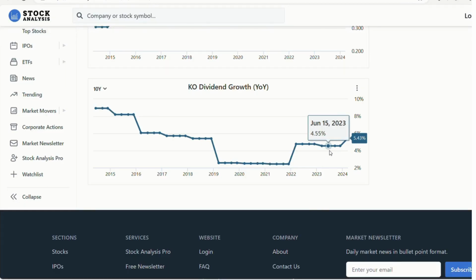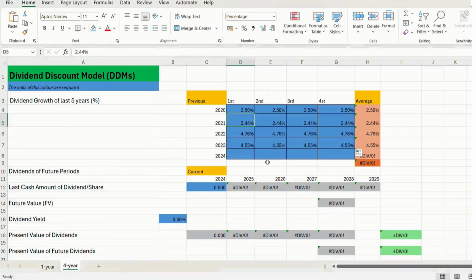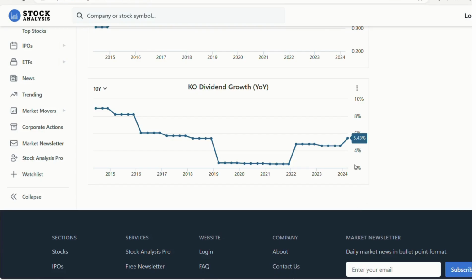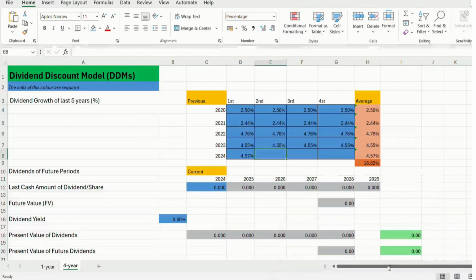So, and in 2024 we are going to do the same. 4.755 and 5.43. Okay, we are going to write here 4.75. And here we have an increase, 5.43.